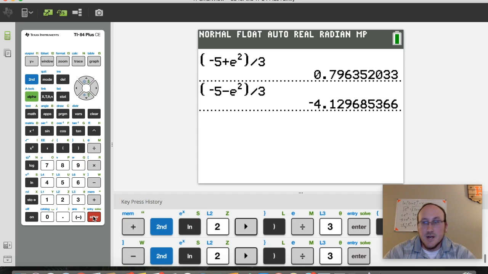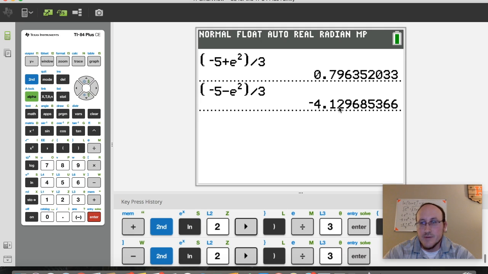There's my other solution. Rounding those to the nearest thousandth, 3 decimal places, I would have 0.796 and negative 4.130. The 6 would force this 129 up to 130, which you could get away with just saying negative 4.13. That would be accurate to the nearest thousandth, even though it only had 2 decimal places typed, because typing the 0 would be unnecessary. So that's how you do that.